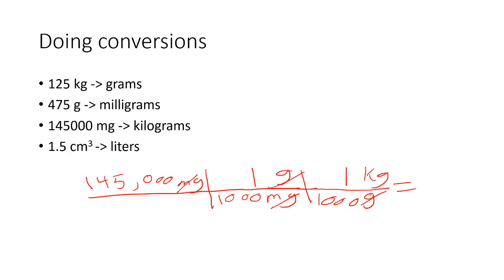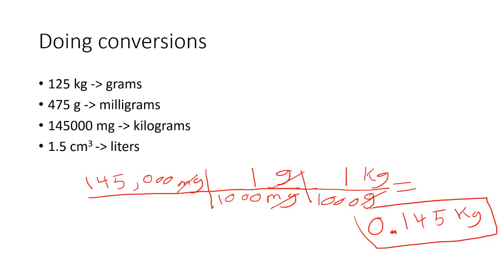So here we have 145,000. We'll divide it by 1,000 first. We'll multiply it times 1, which doesn't change the number. And then we'll divide by 1,000 again. And then I'll multiply times 1. And I'm given that 145,000 milligrams is equal to 0.145 kilograms. So this is our way to do our conversion in 2 steps.